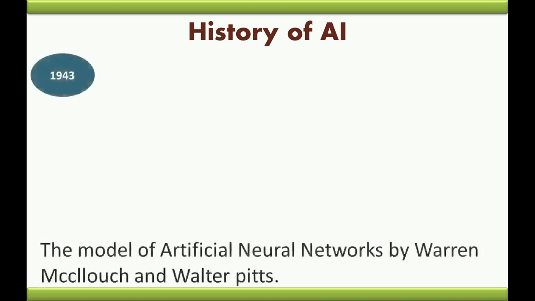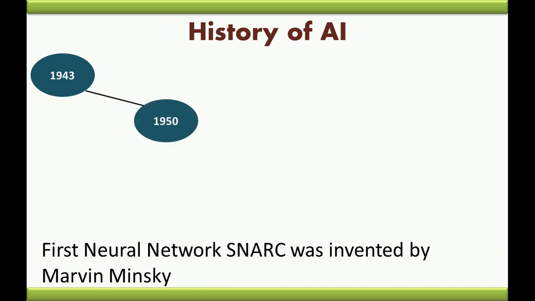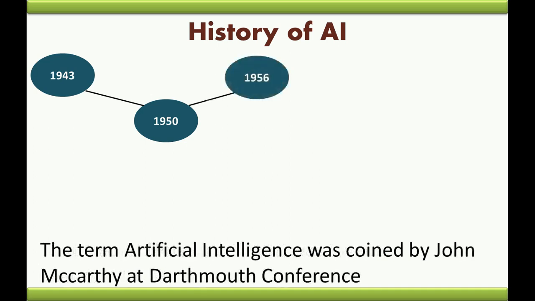Next, let's see the evolution of AI. AI technology started back in 1943. Warren McCulloch and Walter Pitts developed the model of artificial neural networks in the year 1943. In 1950, the first neural network, SNARC, was invented by Marvin Minsky. 1956 is a milestone. The term artificial intelligence was coined by John McCarthy at Dartmouth Conference.